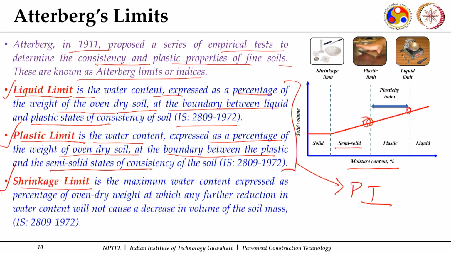If I further reduce the water content, from the liquid limit where it starts flowing, below this it starts behaving as a semi-solid, and if I keep on reducing, the soil volume will not keep on changing. This is what we call the shrinkage limit. It is the maximum water content, expressed as a percentage, at which any further reduction in water content will not cause any change in the volume of the soil mass. So there you can see how the behavior of the soil changes with the change in water content.